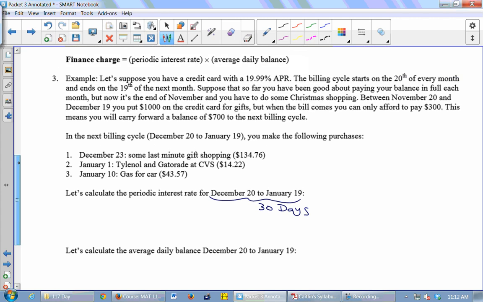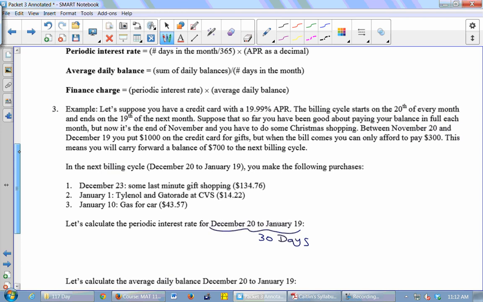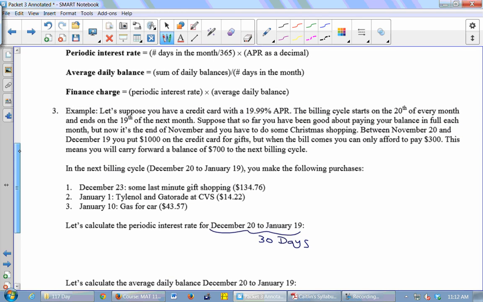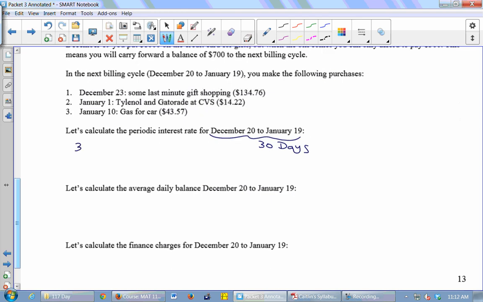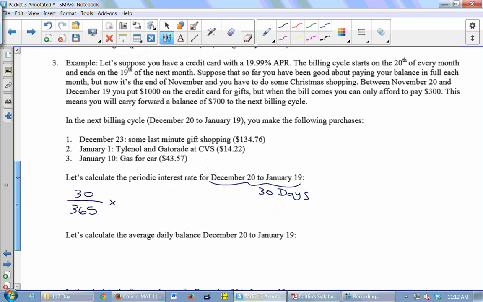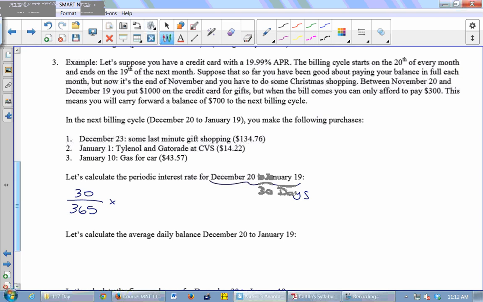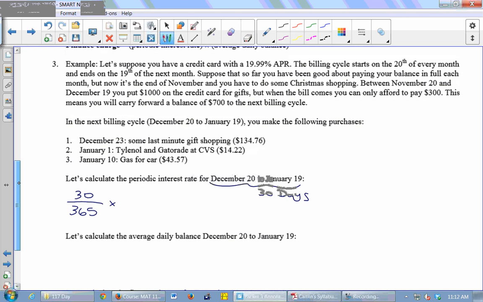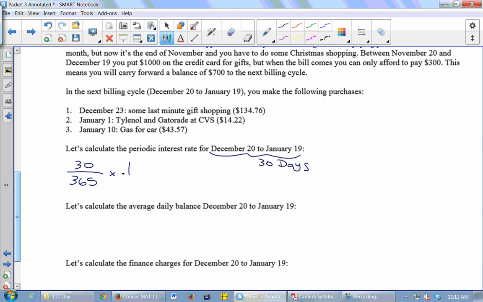So my periodic interest rate is the number of days in the month, in this case is 30, divided by 365 times my APR, which is the advertised interest rate of 19.99%, as a decimal. So I multiply by 0.1999.